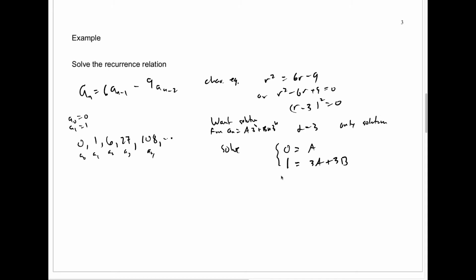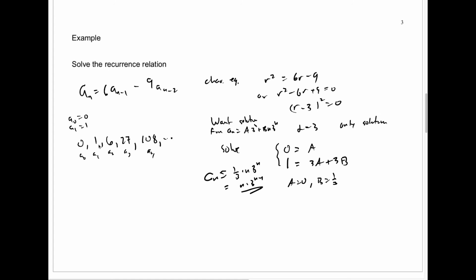Now this is a very simple system of equations to solve, since the a's are already given as 0, and then immediately you get 1 equals 3b. So a equals 0 and b equals 1/3 is the solution. And immediately we get that a sub n is just 0 times 3 to the n plus 1/3 times n times 3 to the n. That would just be n times 3 to the n minus 1.